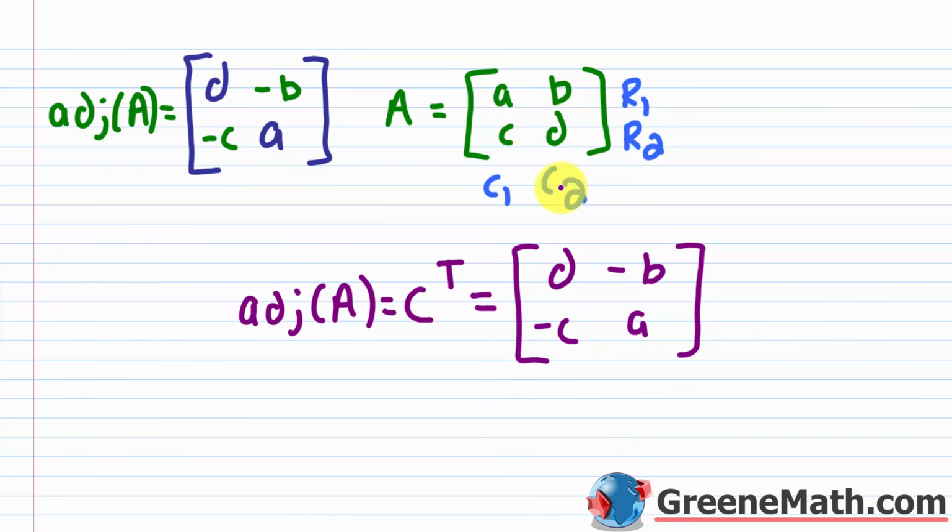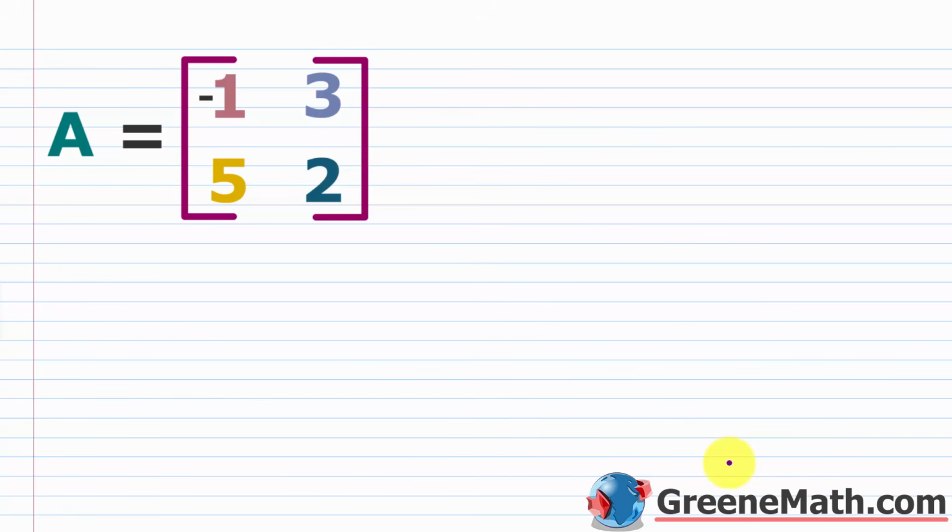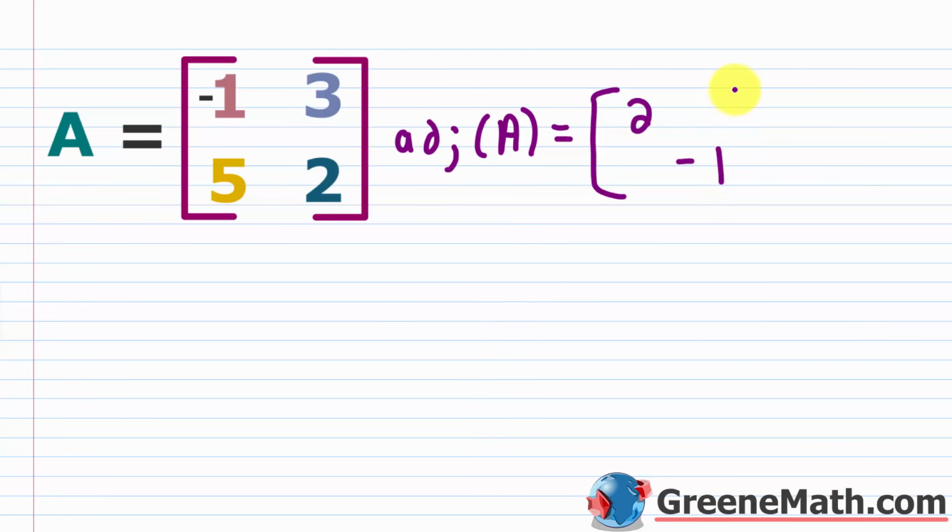So let's look at an example real quick. So we have our matrix A, and it's equal to -1 and 3 in the first row and 5 and 2 in the second row. So what we can do here, again, if it's a 2x2, it's very easy. We can just use our shortcut. So I can switch these two. So I can say this is 2 and this is -1. And I can say that these two are going to be their opposites. So this is -3 and this is -5. So look how fast and easy that is using that shortcut.